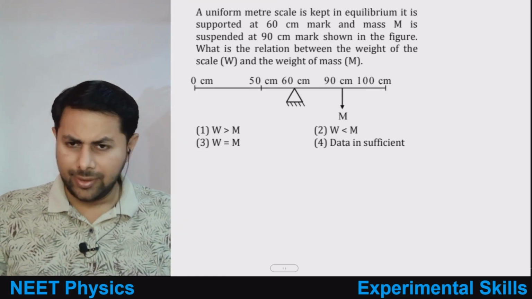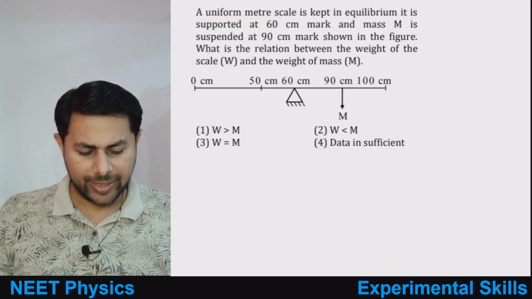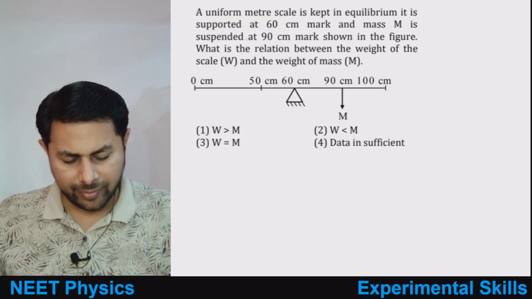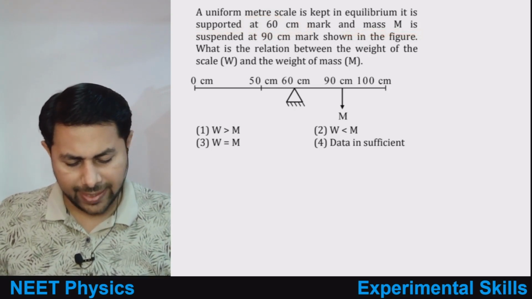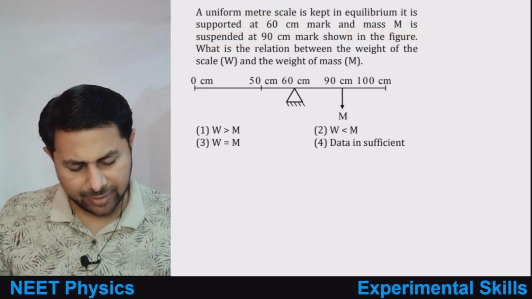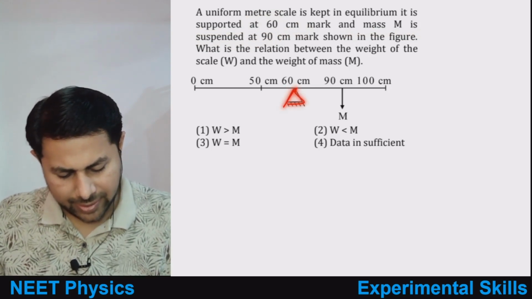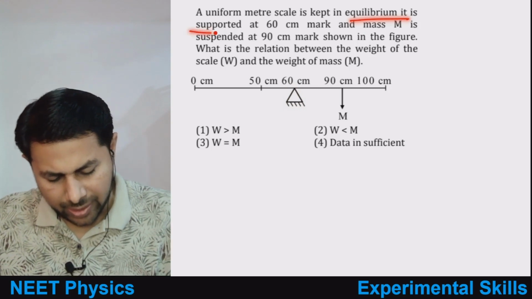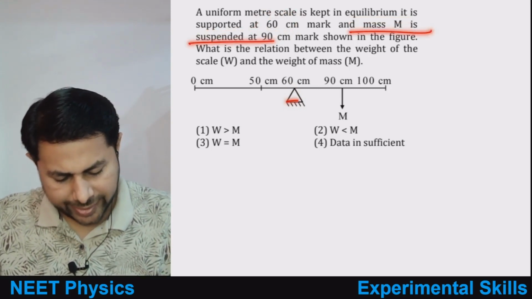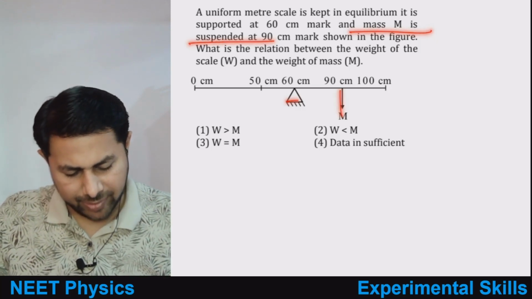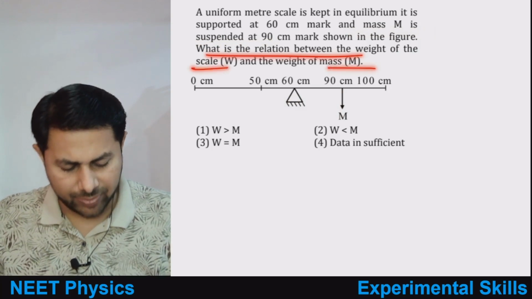See the next one. A uniform meter scale is kept in equilibrium. It is supported at the 60 centimeter mark, and the mass m is suspended at the 90 centimeter mark, as shown in the figure. What is the relation between the weight of the scale and the weight of the mass?